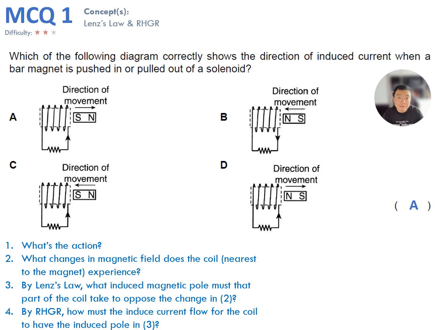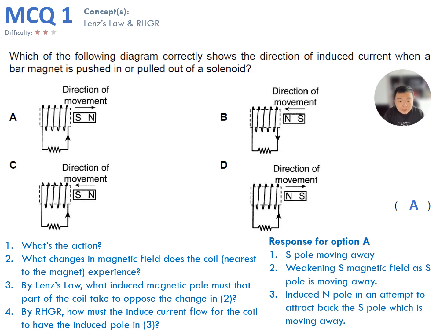Always ask yourself these questions. What is the action? And let's say for option A, the action is that the magnet is moving away. Specifically, the south pole is moving away. So therefore, question number 2, when there is this action, what changes in the magnetic field does the coil experience?